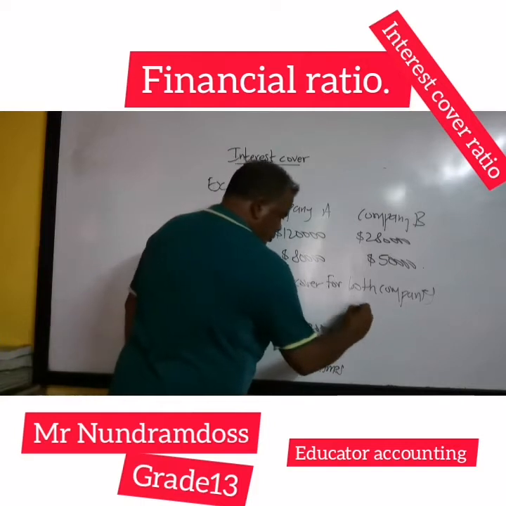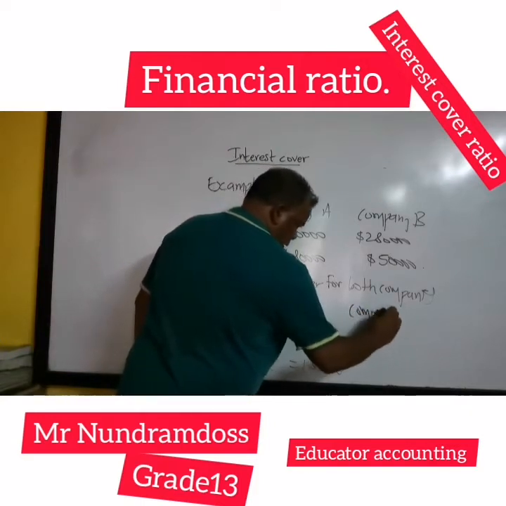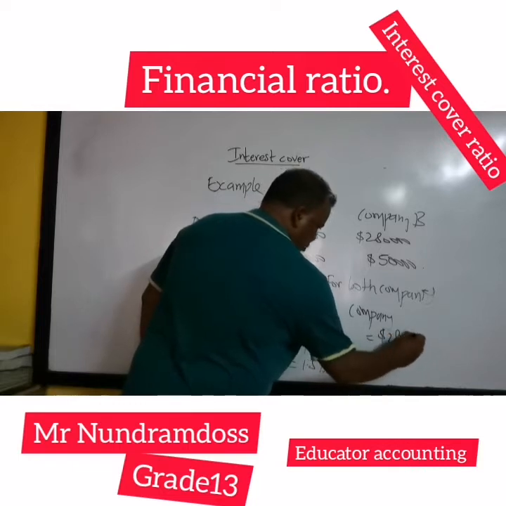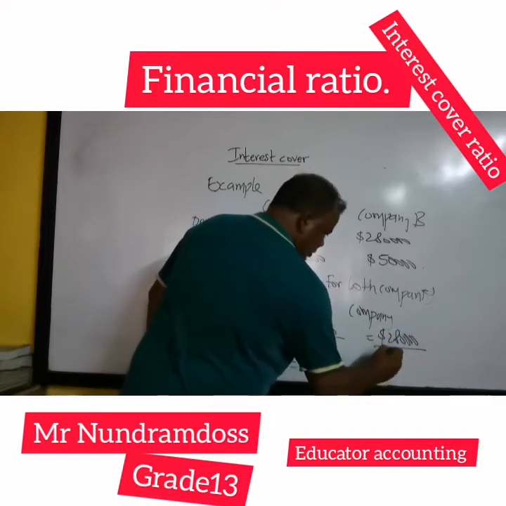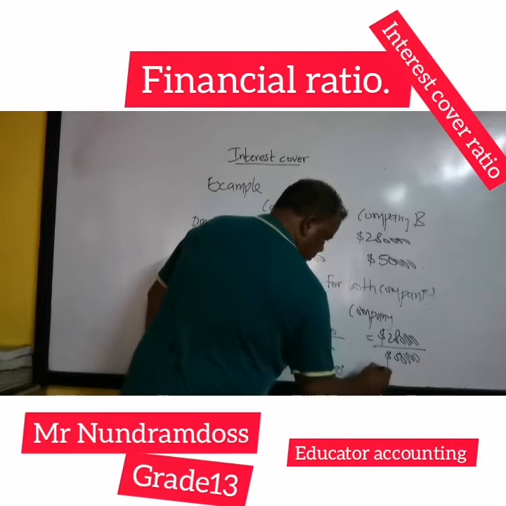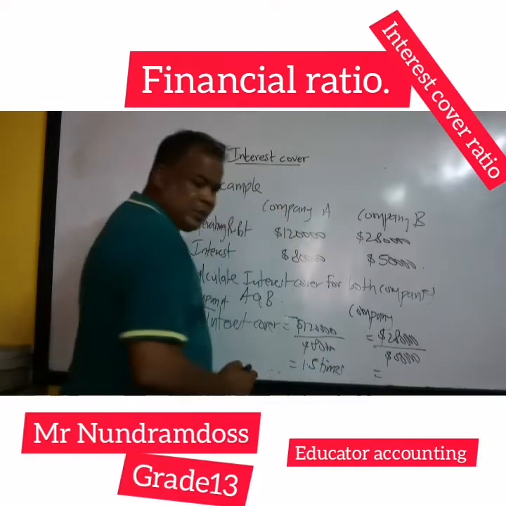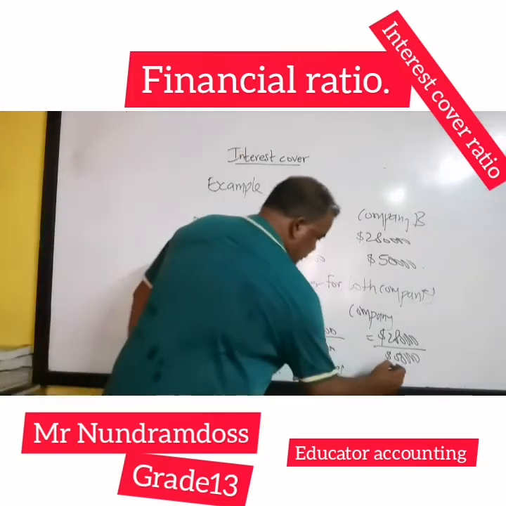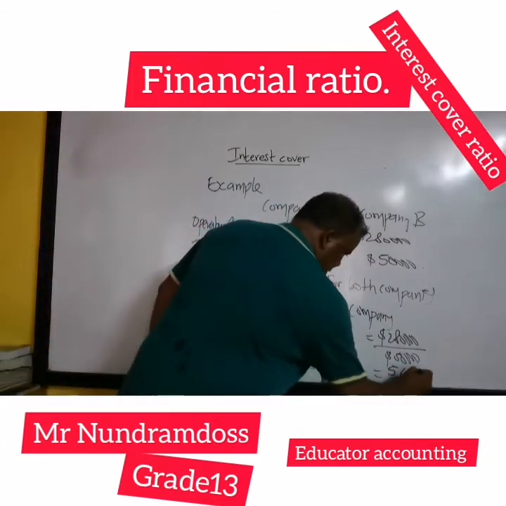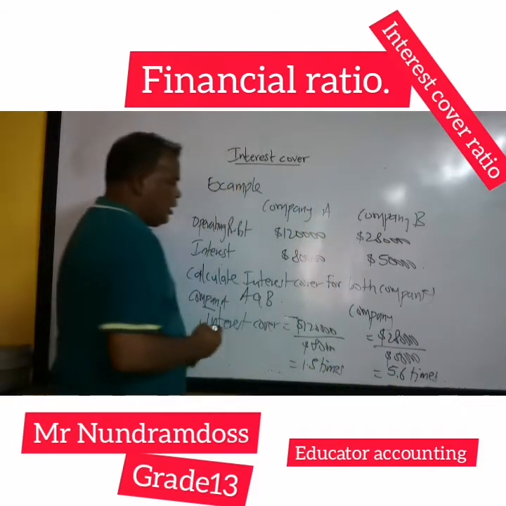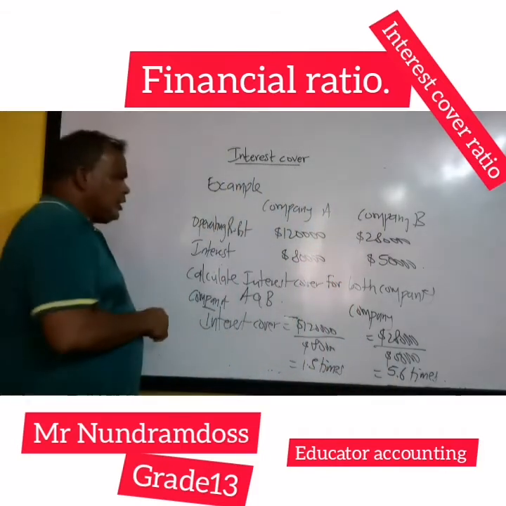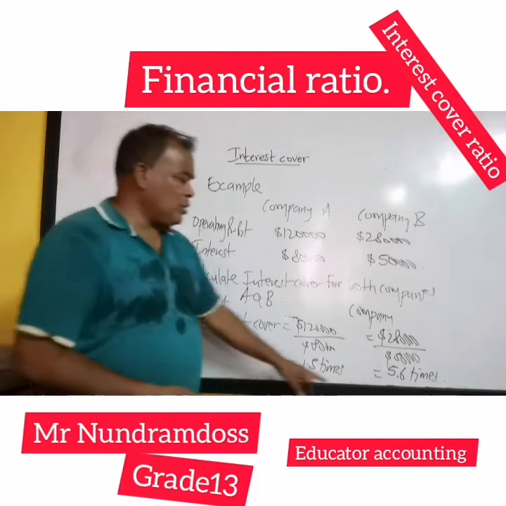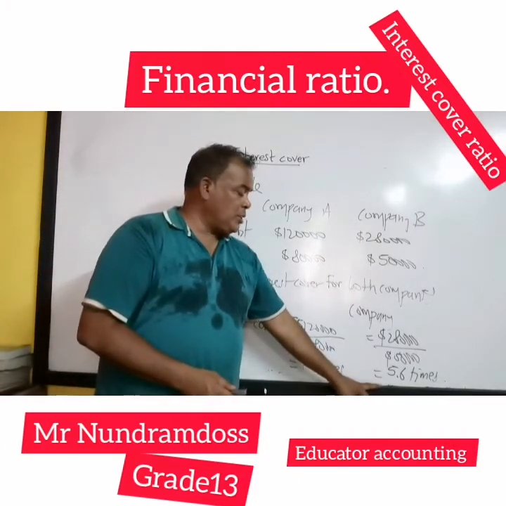And for company B, we have operating profit 280, interest 50,000. So this will give us 5.6 times. So here we are. For company A, the interest cover calculated is 1.5 times. For company B, 5.6 times.